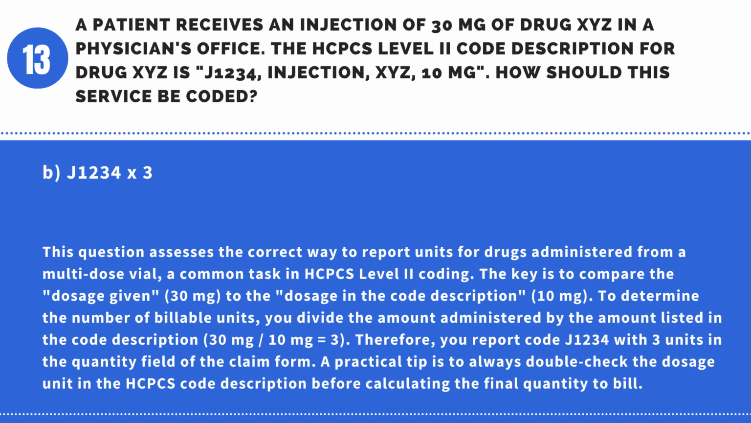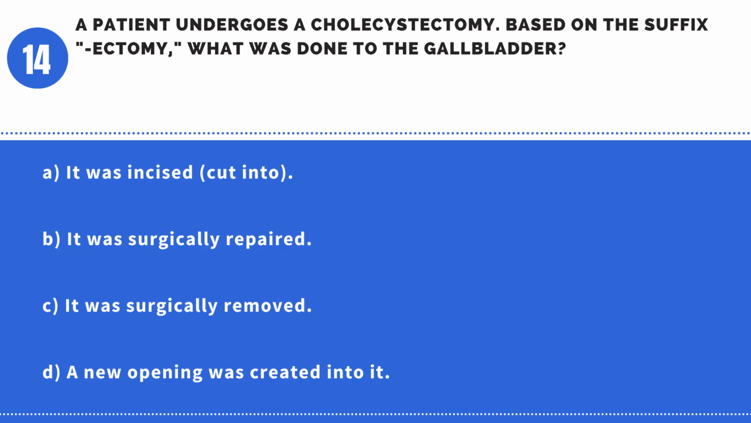A practical tip is to always double-check the dosage unit in the HCPCS code description before calculating the final quantity to bill. Question 14. A patient undergoes a cholecystectomy. Based on the suffix ectomy, what was done to the gallbladder? A. It was incised, cut in two. B. It was surgically repaired. C. It was surgically removed. D. A new opening was created into it.